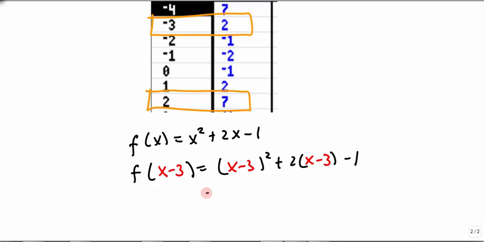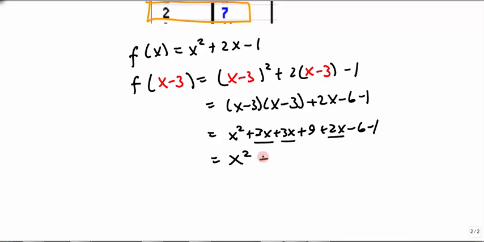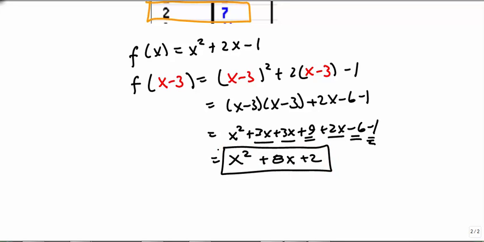So for this case, x minus 3 squared means x minus 3 times x minus 3. I can distribute the 2, plus 2x minus 6 minus 1. And then of course we can FOIL this: first, outsides, insides, and last. X squared plus 3x plus 3x plus 9. And then of course we can drag all of this along and combine like terms. So I have x squared plus 3x plus 3x plus 2x is plus 8x. And then 9 minus 6 is 3, minus 1 is 2. So this looks like x squared plus 8x plus 2.